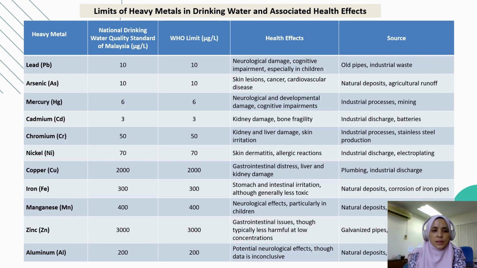Maybe we go to copper. Okay, the limit for the National Drinking Water Quality Standards of Malaysia is 2000 microgram per liter. Same goes for the WHO limit. Okay, and the health effect of copper is gastrointestinal distress, liver and kidney damage, and the source can be coming from plumbing and industrial discharge. Okay, so later you all should read each of these and study each of these heavy metals, the limit of NDWQS as well as WHO, and also the health effects and source.